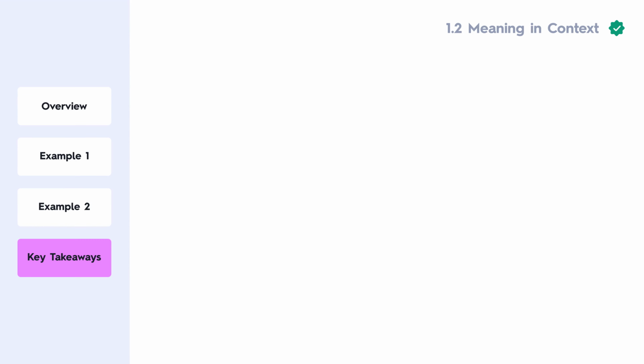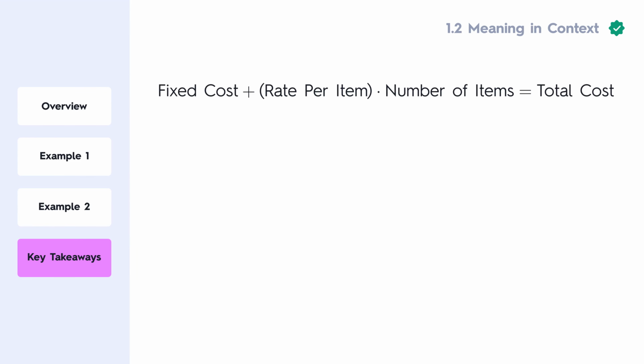Let's quickly recap the key ideas you've learned today. First, we learned how to set up and interpret the meaning of constants and variables in a linear equation. Remember, the variable typically represents an unknown quantity, like the number of hours worked or months of membership. Constants represent fixed values, such as totals, one-time fees, or time-based rates.